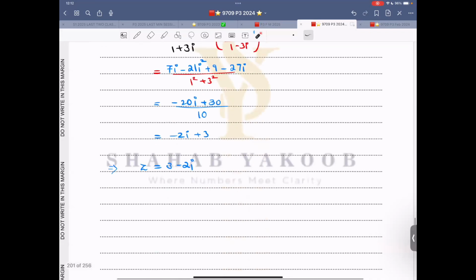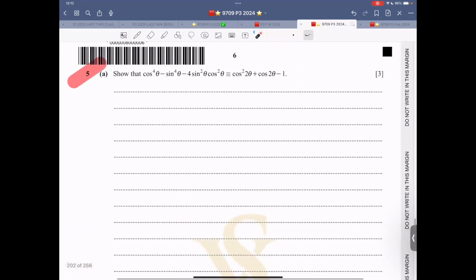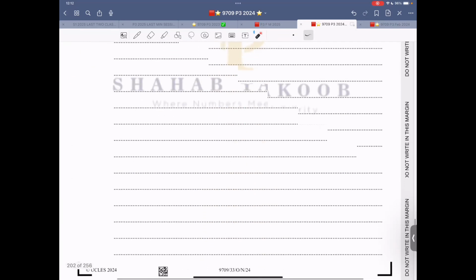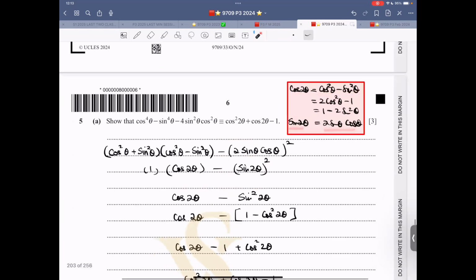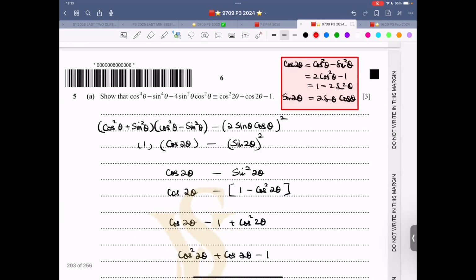Now the next one, question number 5. It says cos power 4 theta minus sine power 4 theta minus 4 sine square cos square theta is this much. Now over here, we need the double angle formula. Cos 2 theta is cos square minus sine square. Sine 2 theta is 2 sine theta cos theta. We also need factorization. That is a square minus b square, that is a plus b, a minus b.